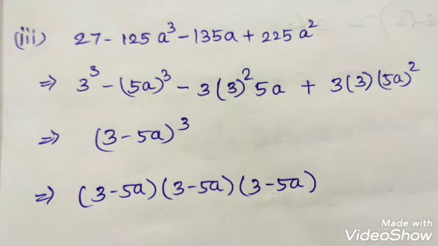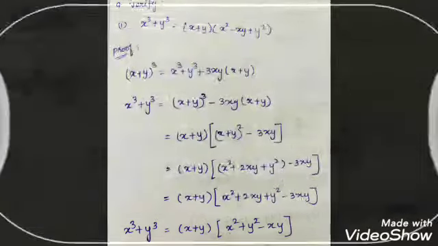Next, your third question: 27 minus 125a cube minus 135a plus 225a square. So the perfect cube we are finding out: 27 means 3 cube, minus 125 means 5 into 5 into 5, so (5a) the whole cube, minus 3a square b. 3 into, here what is your a? 3. So 3 square into b, 5a plus 3ab square, 3 into (5a) the whole square, which is in the format (3 minus 5a) the whole cube. So (3 minus 5a) into (3 minus 5a) into (3 minus 5a).